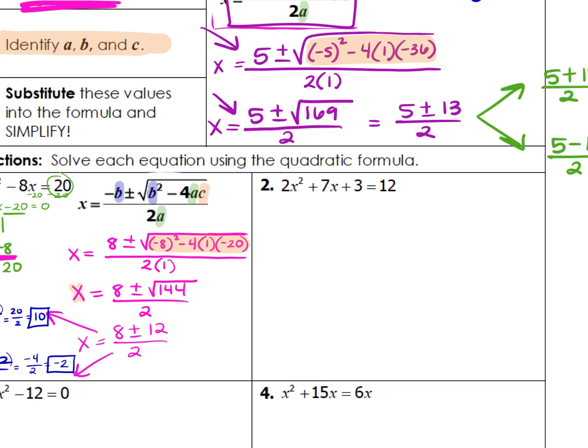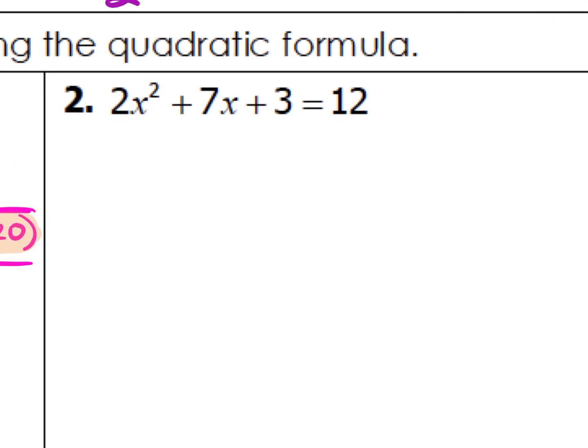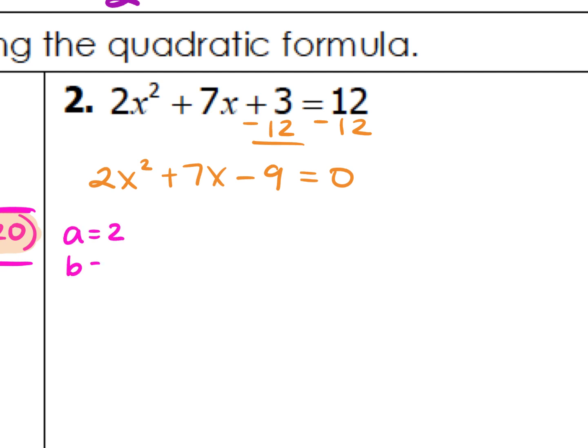What are you going to do on number 2? Combine 3 and negative 12. Subtract. Take away the 12. Minus 12, minus 12. So you get 2x squared plus 7x. 3 minus 12 is a negative 9, and that equals 0. Okay, A is what? 2. B is 7. C is negative 9.